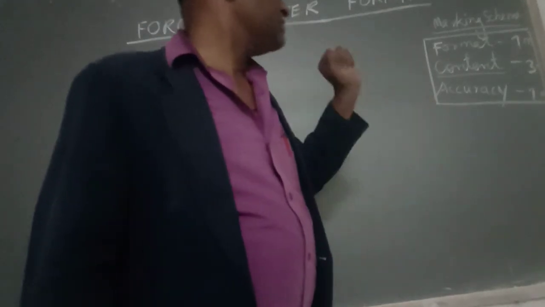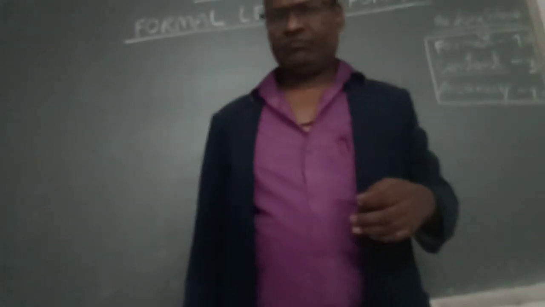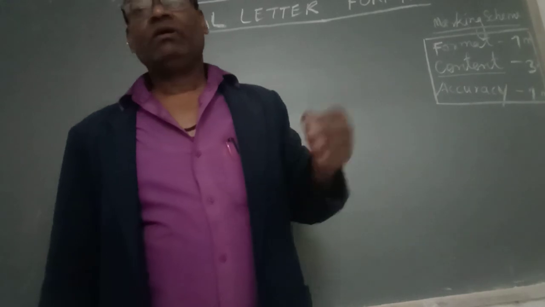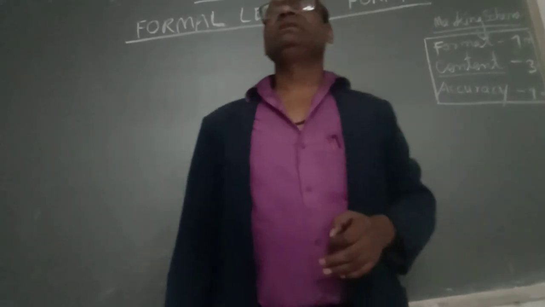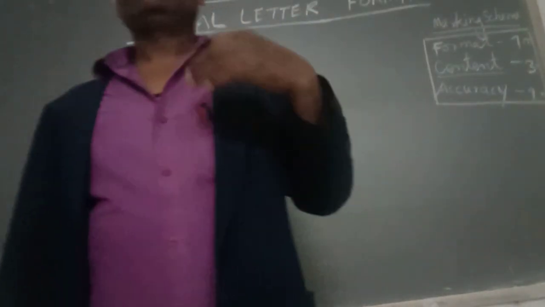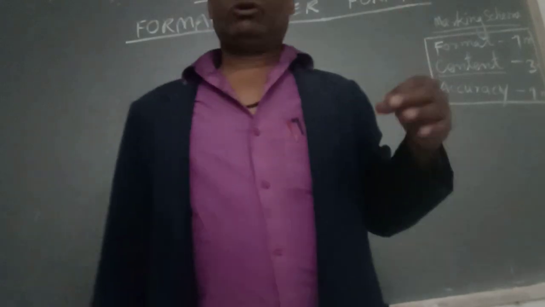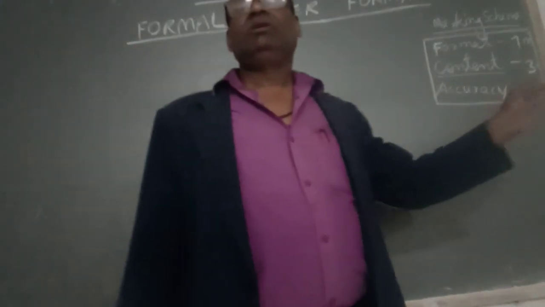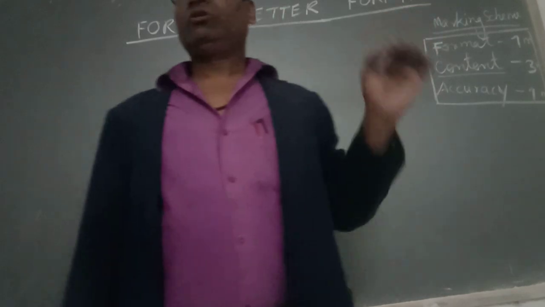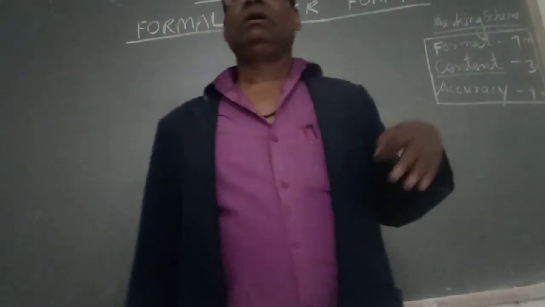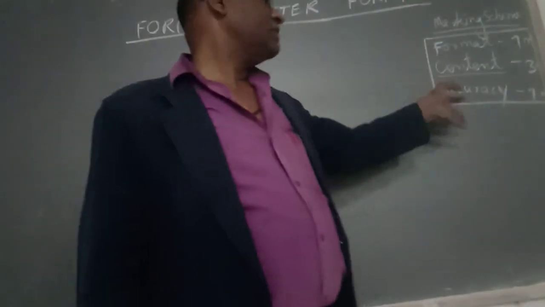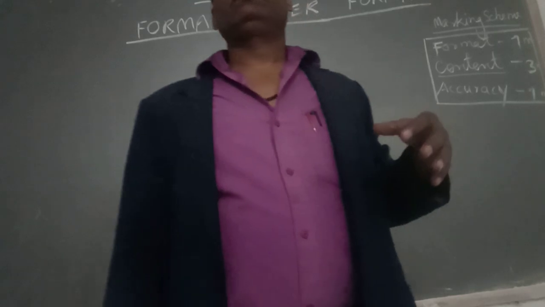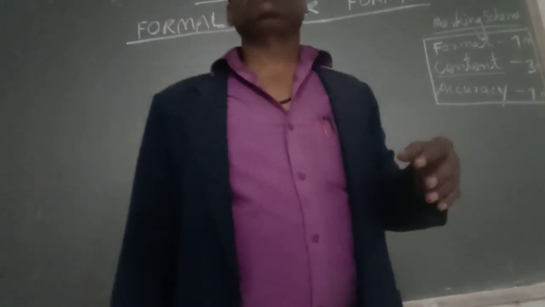Now we have accuracy. Accuracy means grammar, fluency. All these things we have in the accuracy. Accuracy means the sentences are written correctly or not, and punctuation marks are given correctly or not. Spelling mistakes are observed or not. Meaning the sentences are written correctly, grammatically the sentences are correct or not.